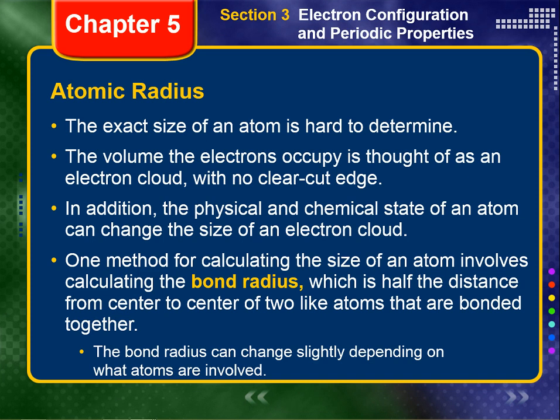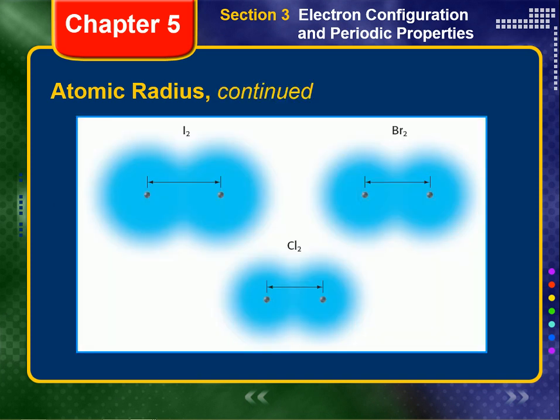One method for calculating the size of an atom involves calculating the bond radius, which is half the distance from center to center of two like atoms bonded together. So the bond radius can change slightly depending on what atoms are involved. So if I have I2, I have two atoms bonded together, and instead of trying to measure the edge of this cloud, which is very tricky, or essentially impossible, I measure the distance between the center of this nucleus and the center of this nucleus, and that's the bond length.